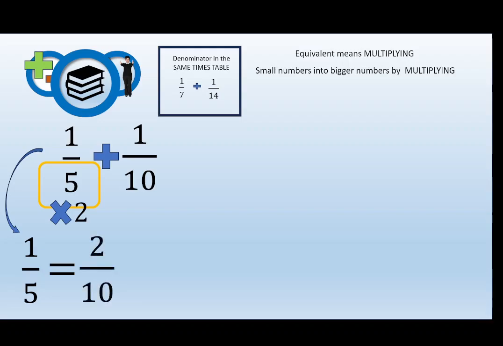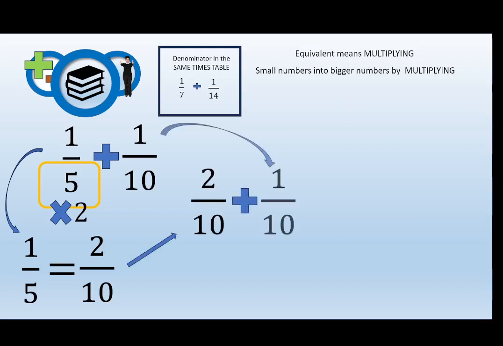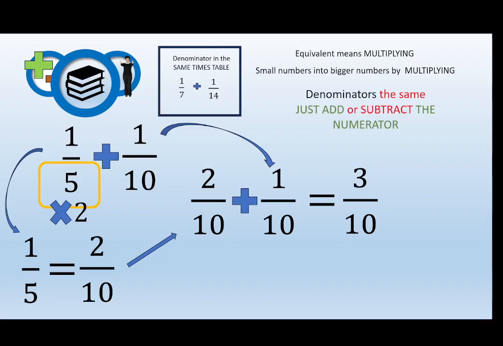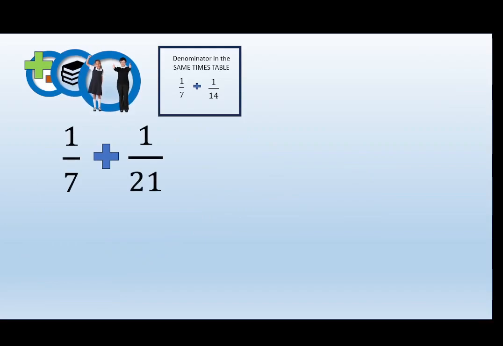Remember, if you need to revise it, go to my equivalent fractions video. Now, instead of writing 1/5, I write 2/10. I add in the 1/10 from the original question, and I've got 3 over 10 because the denominators are the same. And I make it really easy for myself. I just bring it back to that situation where all I have to do is add the numerators.